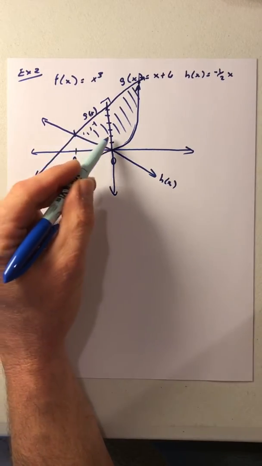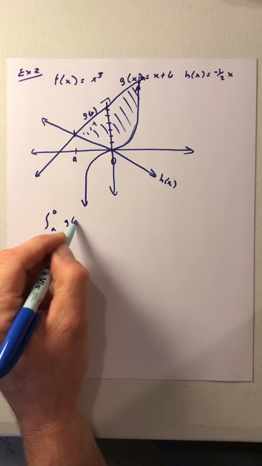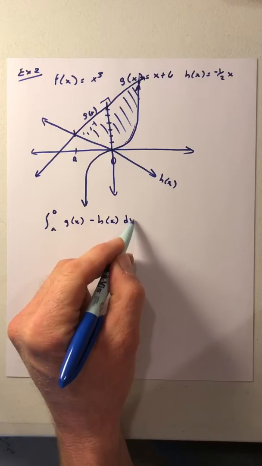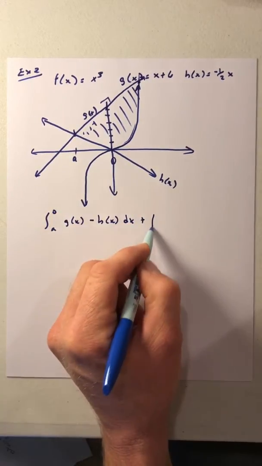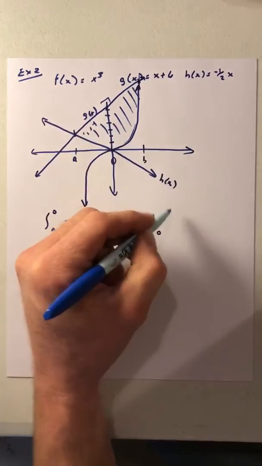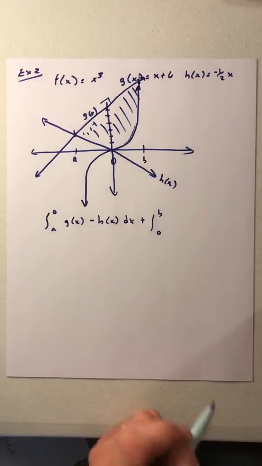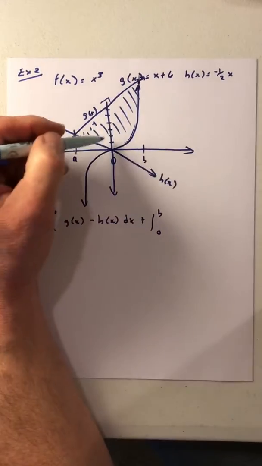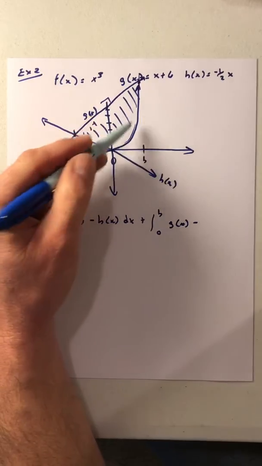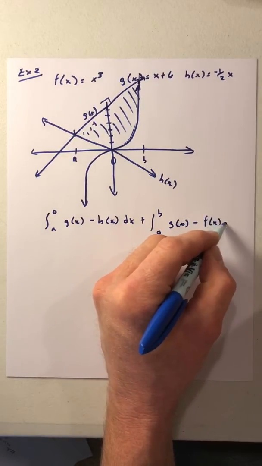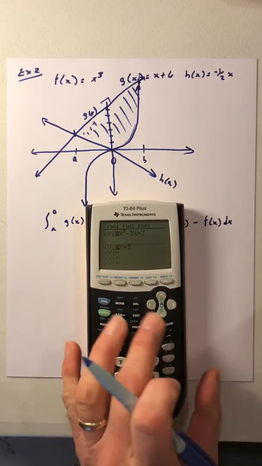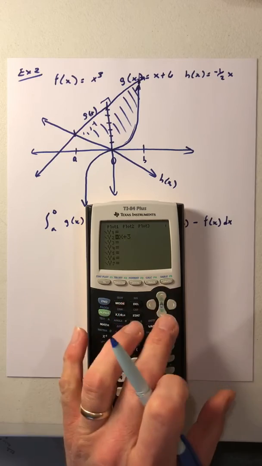We know that from a to 0, our top curve is going to be g of x minus h of x dx. And then to that, we're going to add from 0 to this value now. We'll call it b. I'm not sure what it is at this point in time. From 0 to b, our top curve is still g of x, but our bottom curve becomes that f of x dx.